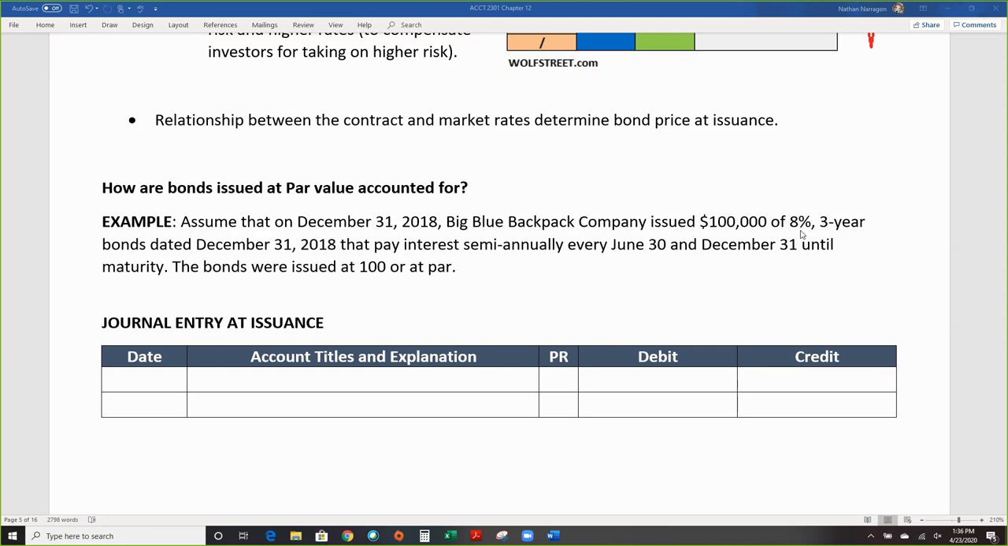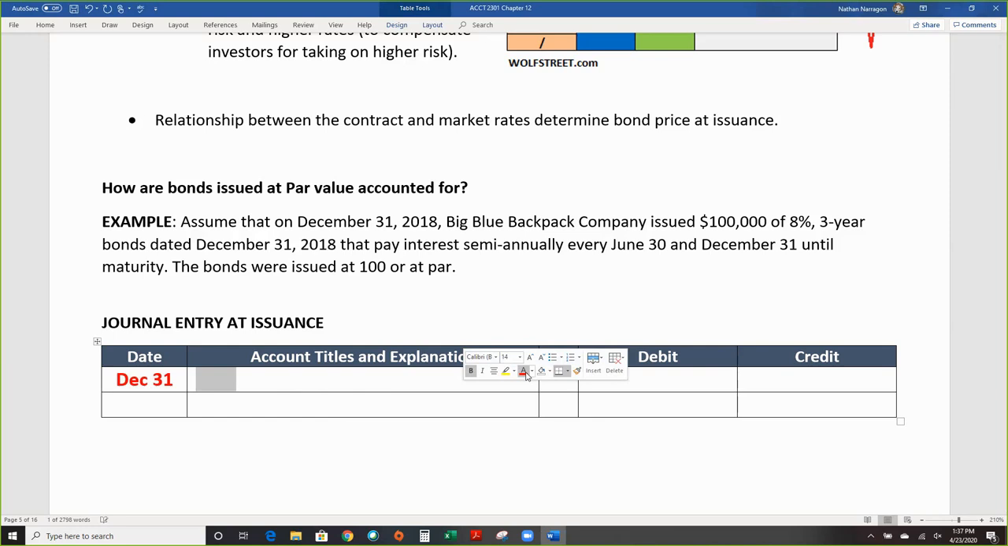Now this is going to, of course, pay semi-annually, so every six months. And the bond was issued at 100 or at par. So whenever it's issued at 100, that is face value. Basically 100% of par. Okay? So when we write these, first off, never forget your dates.